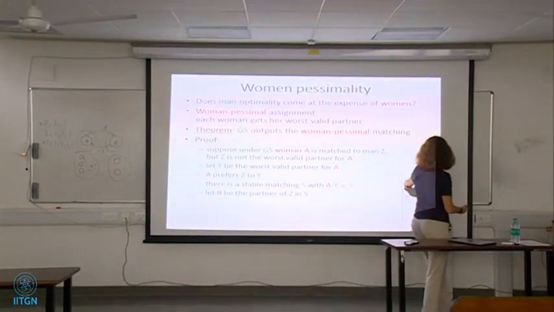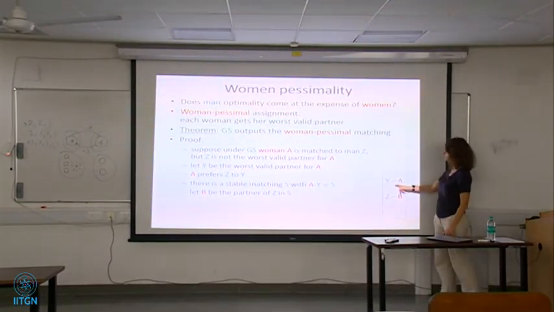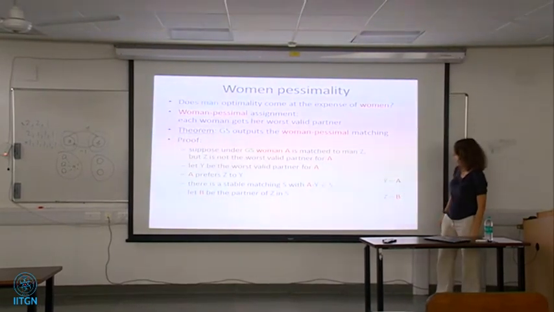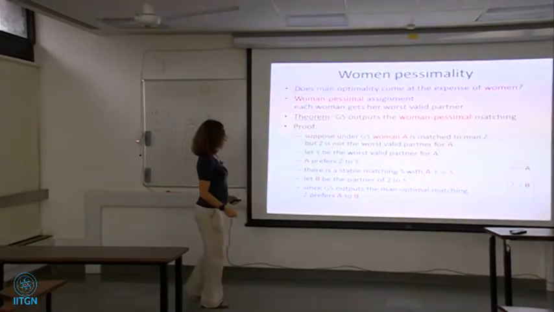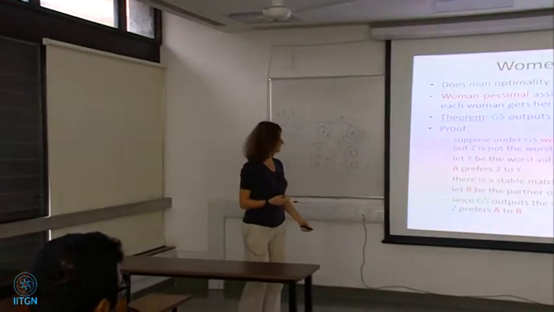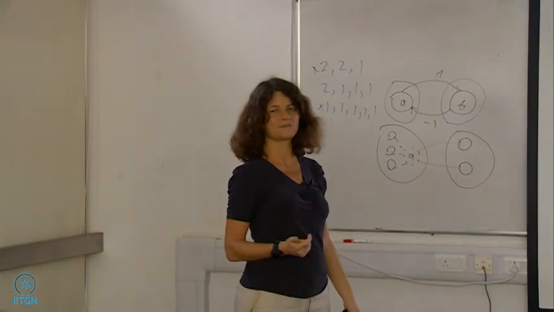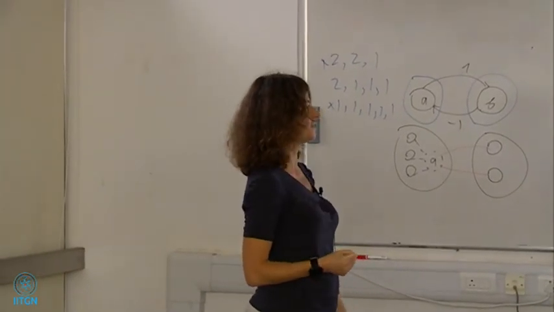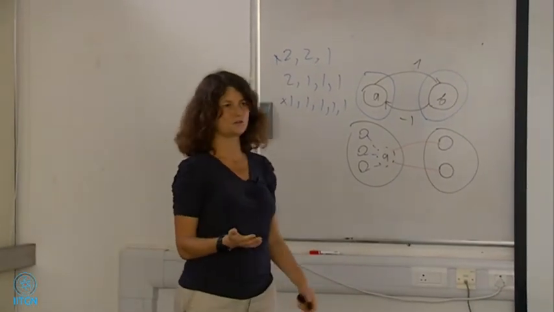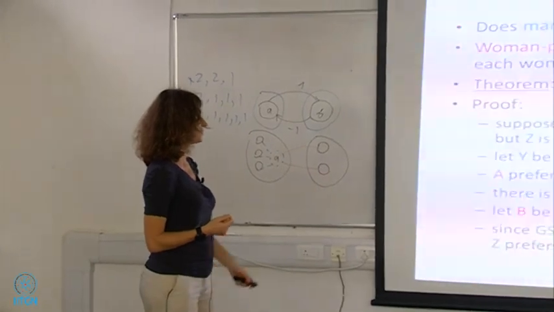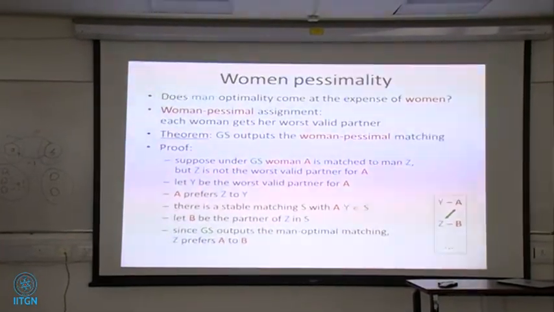So in that matching, Y is with A, Z is with someone else. We know that A actually prefers Z to Y. So why does Z prefer A to his partner? This is because Gale-Shapley outputs the man-optimal matching. Gale-Shapley matches A to Z, so A is his best valid partner, and B is also his valid partner because of that matching. Therefore he prefers A to B, and so A and Z is unstable. So Gale-Shapley is man optimal, woman pessimal.